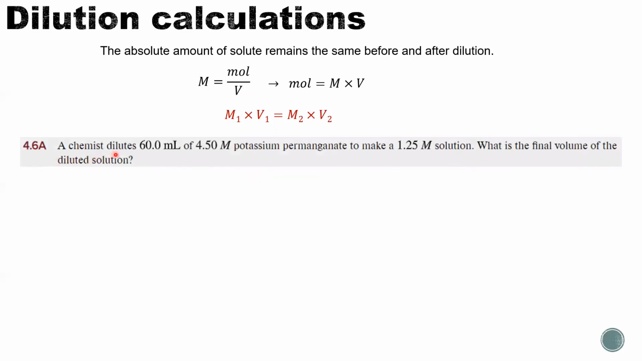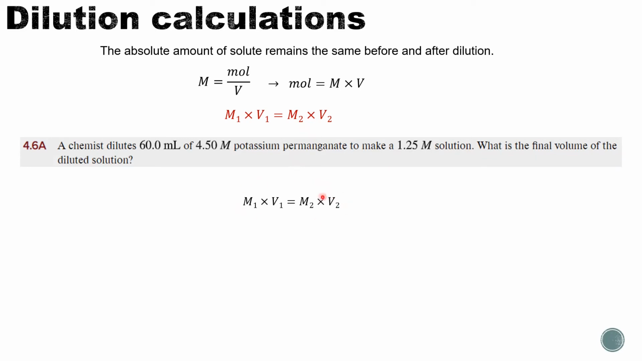A chemist dilutes 60.0 milliliter of 4.50 molarity potassium permanganate to make a 1.25 molarity solution. What is the final volume of diluted solution? Okay, so it's just one procedure, dilution, right? So we can write M1V1 equals M2V2.